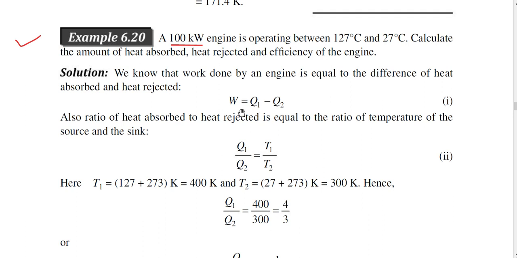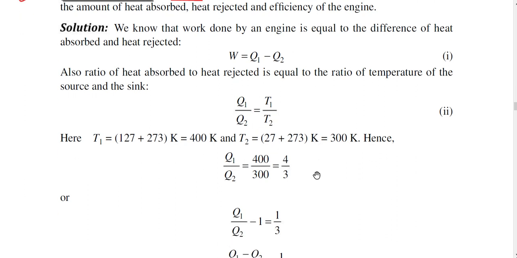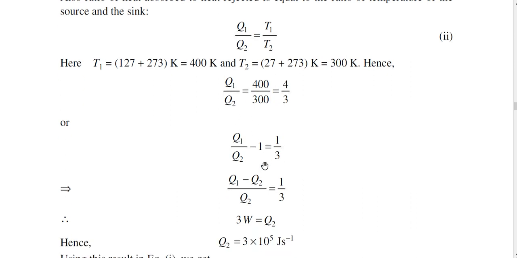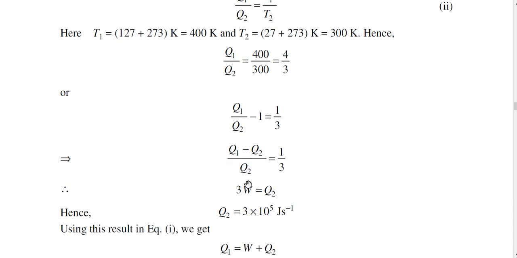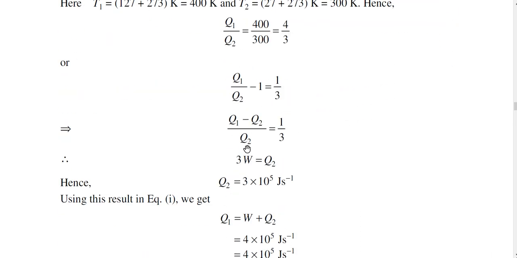Now, we know the formula W is equal to Q1 minus Q2, where W is the work done, and another formula we also know, Q1 by Q2 is equal to T1 by T2. T1 by T2 is given in this problem, we just have to convert to Kelvin. From this data, Q1 by Q2 is equal to 4 by 3. Now we rearrange this equation. Q1 by Q2 minus 1 is equal to 1 by 3, or Q1 minus Q2 by Q2 is equal to 1 by 3. But Q1 minus Q2 is again W, because we know that W is equal to Q1 minus Q2.